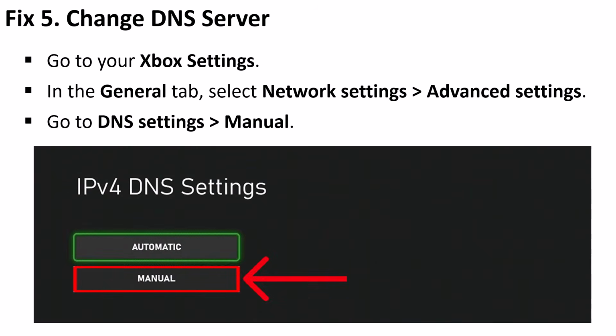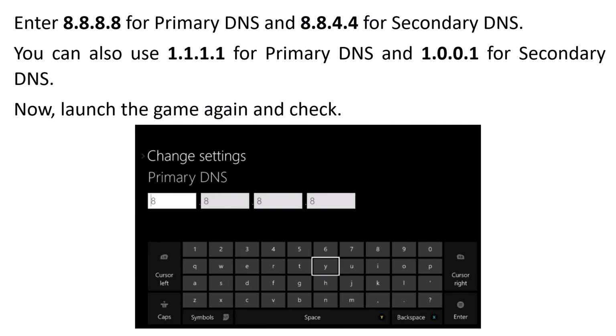Fix 5 is to change DNS server. Now go to your Xbox settings, in general tab select network settings, advanced settings, go to DNS settings manual. Enter 8.8.8.8 for primary DNS and enter 8.8.4.4 for secondary DNS and then save it and then launch the game and check if your problem is solved or not.